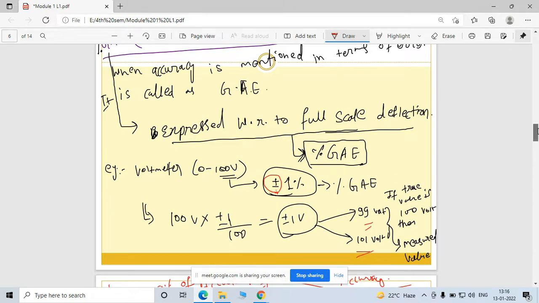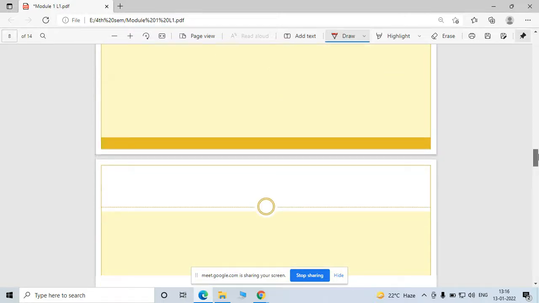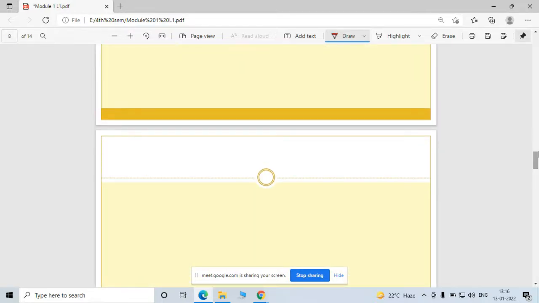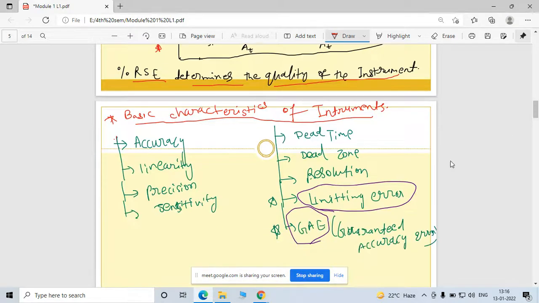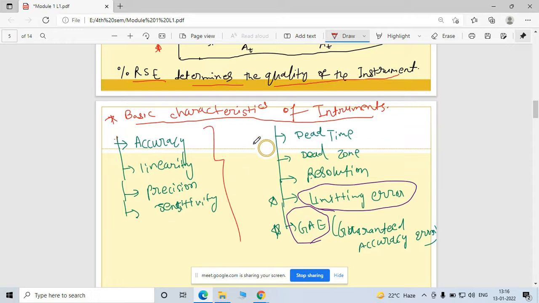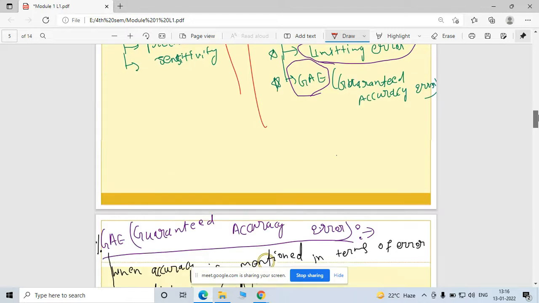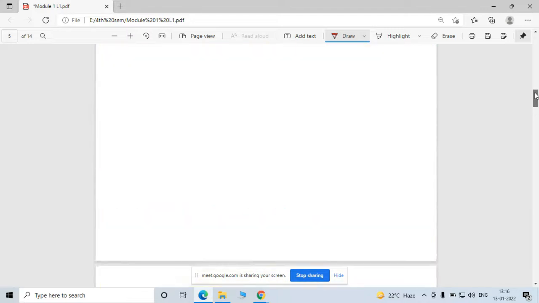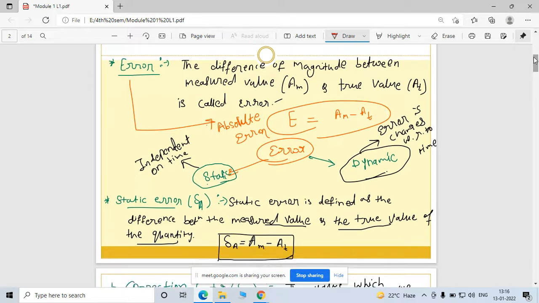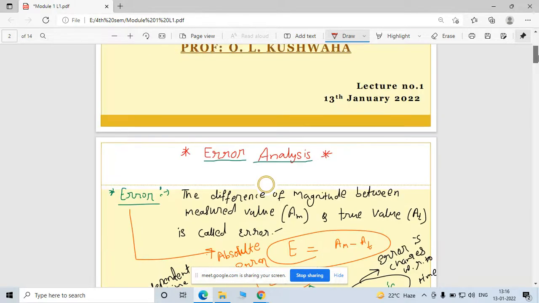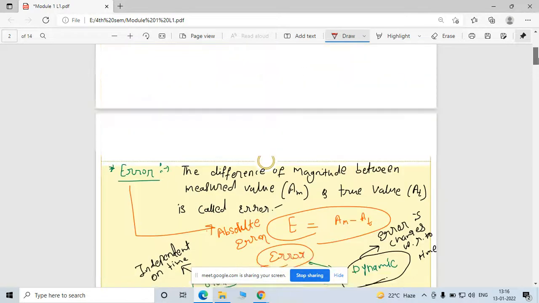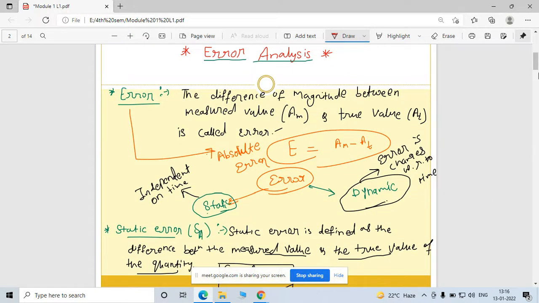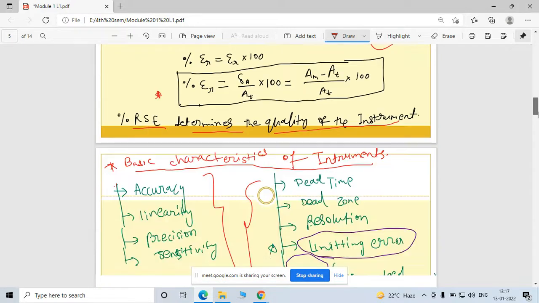So I hope guaranteed accuracy error is clear. Tomorrow I will cover all the rest of the points from this, and the day after tomorrow we will cover some examples. Unit 1 is not very lengthy. It is some basic terms related to these errors. If you have any doubt regarding some points, then you can ask.